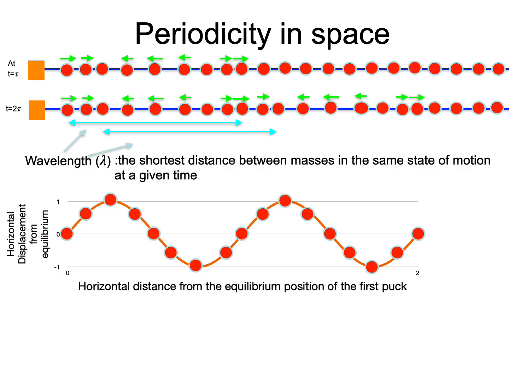A horizontal component of displacement of 0 is when a puck is at its equilibrium position. A positive horizontal component of displacement is when the puck is located to the right of its equilibrium position, and a negative horizontal component of displacement is when the puck is to the left of its equilibrium position. The orange curve that links the red dots is the basic wave function that was used as a model for this presentation.